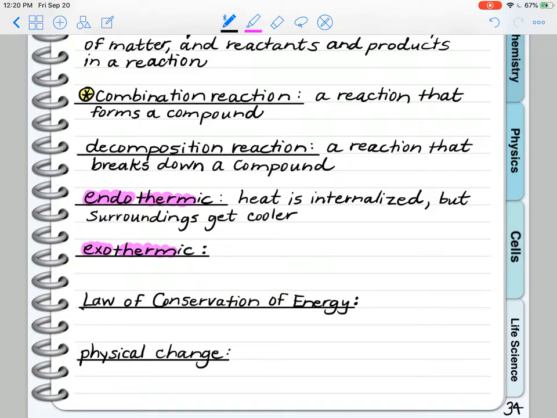Exothermic. Heat goes out. And what happens when heat goes out? Let's think about it logically. If heat goes out, the inside cools, and the surroundings get warmer.